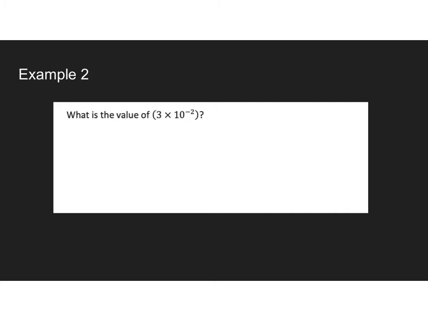All right, example number 2, what is the value of 3 times 10 to the negative second power? Well, what we're going to do is take 10 to the negative second power and write that as a positive exponent. So we're going to flip this upside down, so a 1 is going to go on top, 10 to the positive second power is going to go on the bottom, and we're still multiplying this by 3, right? So it's 3 times 1 over 10 to the second power.